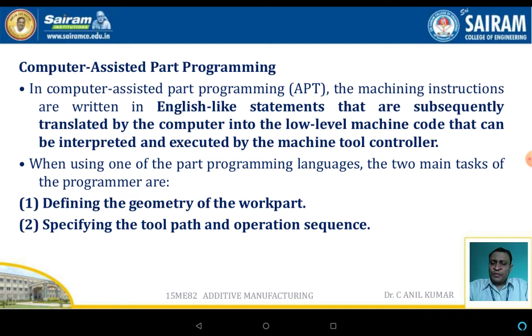When using a part programming language, the two main tasks of the programmer are defining the geometry of the workpiece and specifying the tool path and operation sequence. These are the two essential parameters normally required in APT programming. The first and foremost is defining the geometry of the work part, and the tool path and operation sequence is also most essential. But in normal part programming, what we used to do is not define the geometry of the work part.